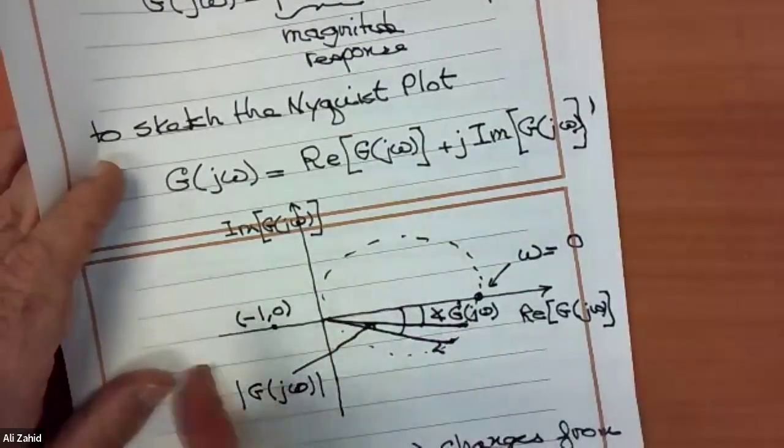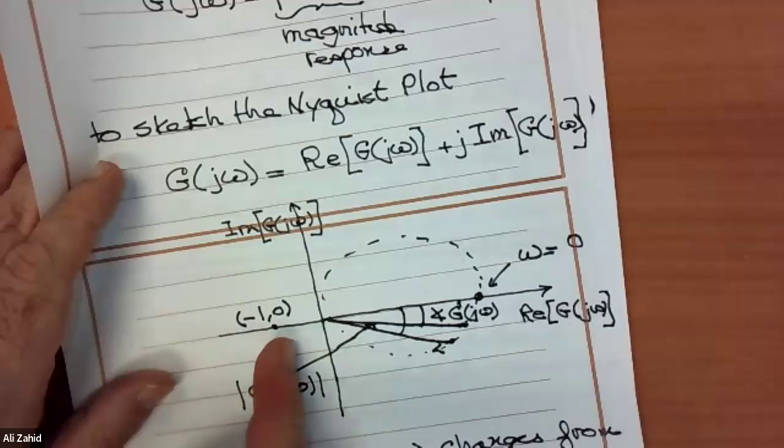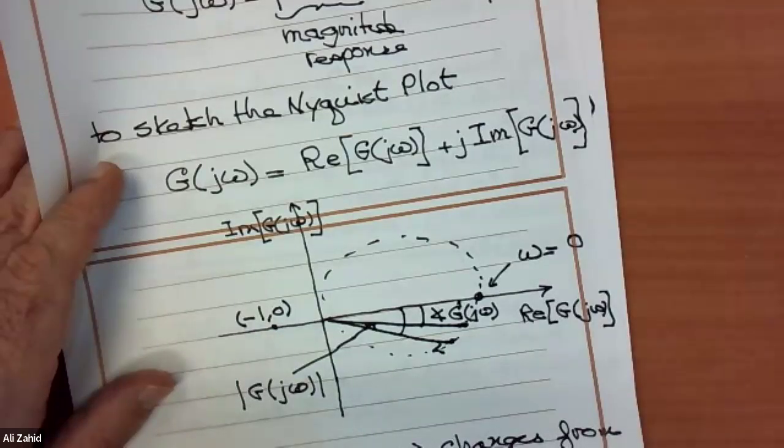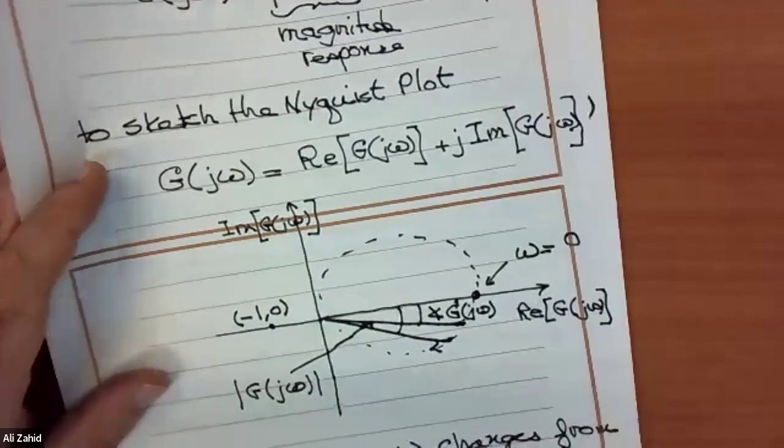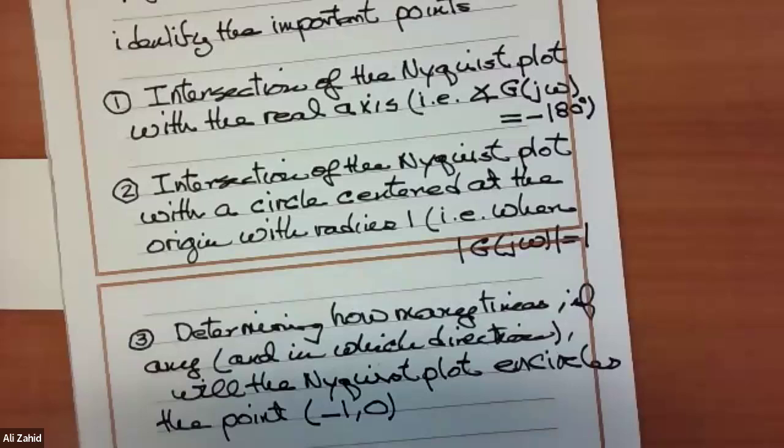So in this example, it's just an example, does the Nyquist plot encircle (-1, 0)? No, it does not. In some other cases, it does. So an important point is to figure out whether the Nyquist plot is encircling the point (-1, 0). And if it is encircling, how many times and in which direction? Is it clockwise or counterclockwise? Did you get it?